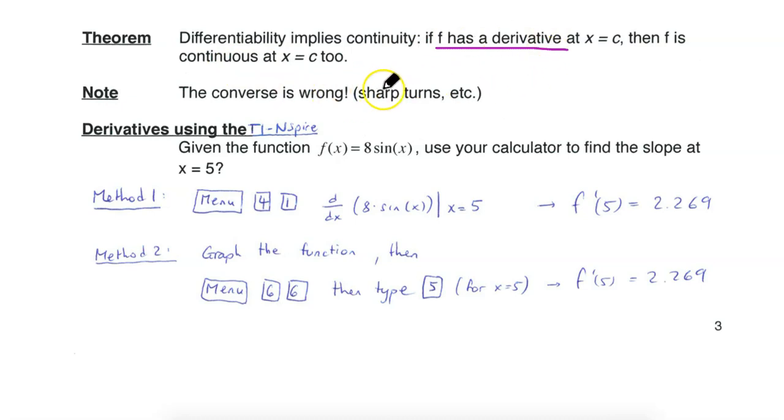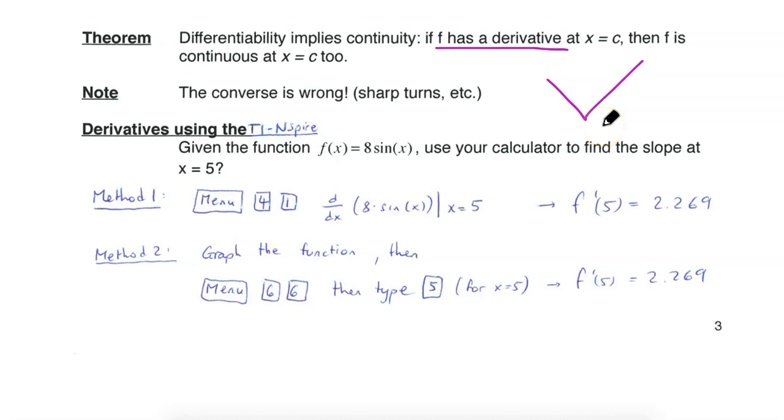On the other hand, the converse is wrong. For example, so what is the converse? The converse would be, if f is continuous, then f has a derivative. That is not a true statement. For example, if you have a sharp turn, this is a continuous function, but it is not differentiable here, as we saw earlier.